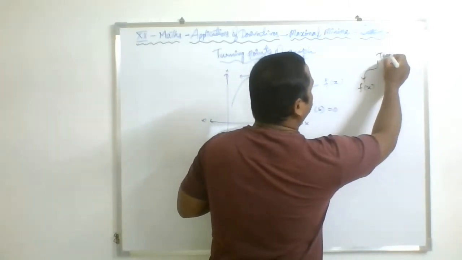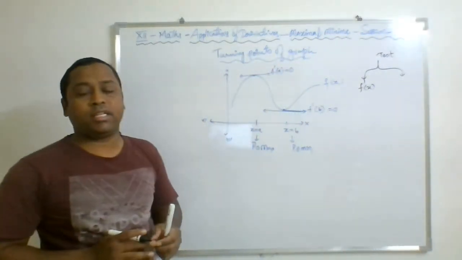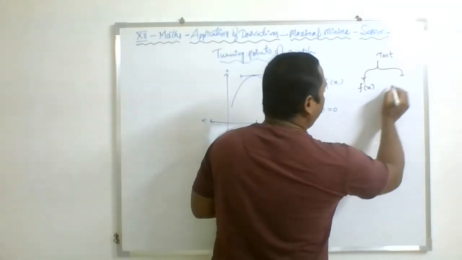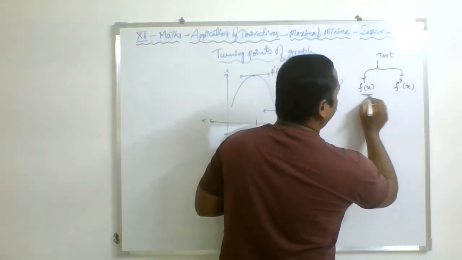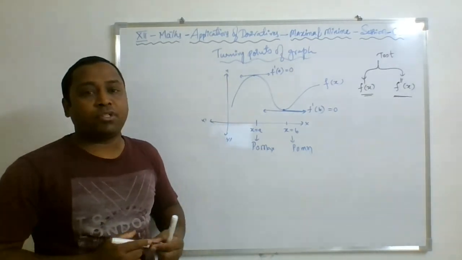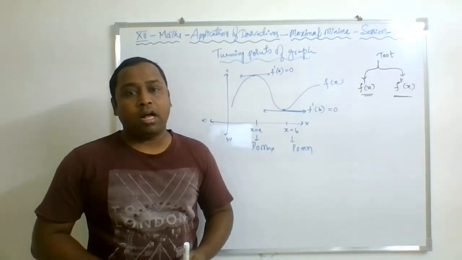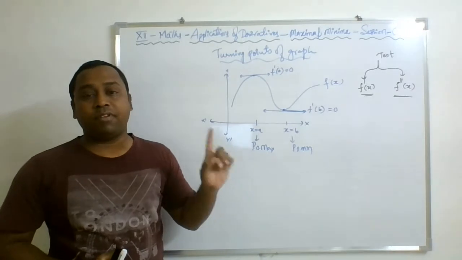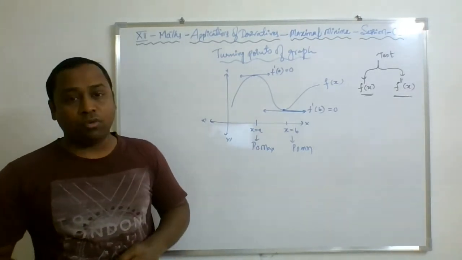There are two tests to find whether the turning point is a point of maxima or a point of minima: the first derivative test and the second derivative test. First we'll understand how these tests help us find out whether the point is a maximum point or a minimum point of the graph without sketching or constructing the graph. Ready? So how can we do that?